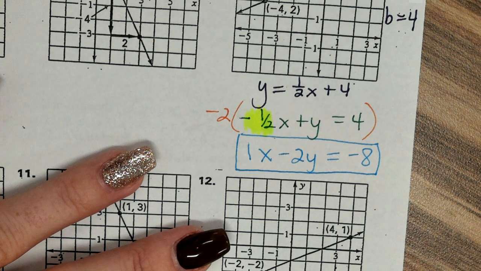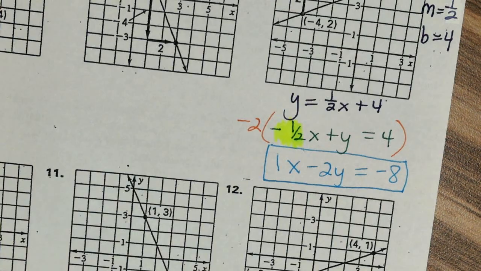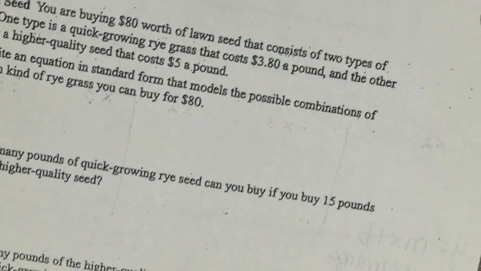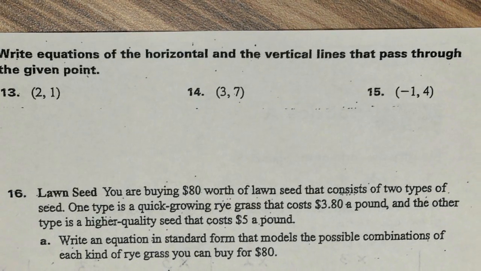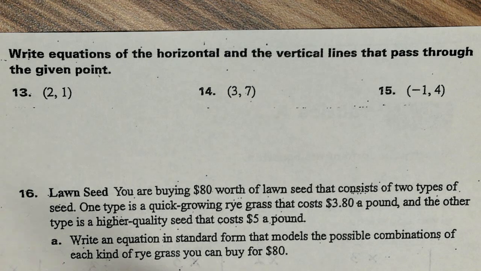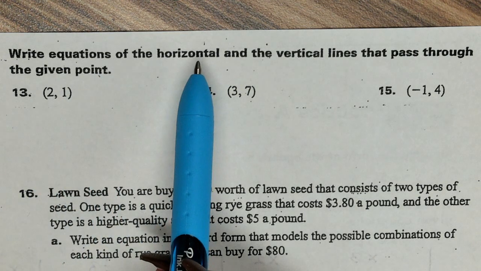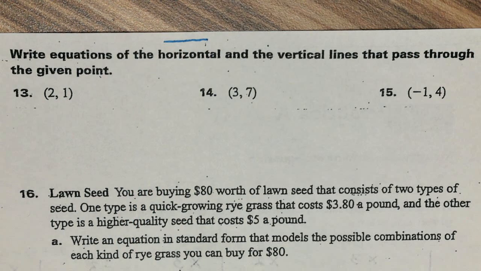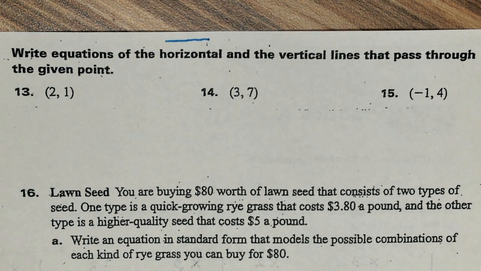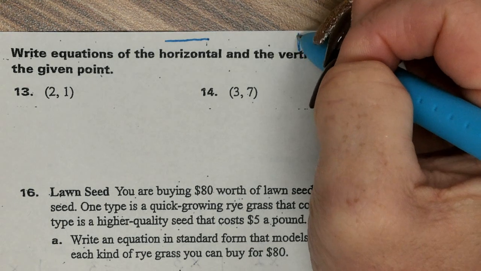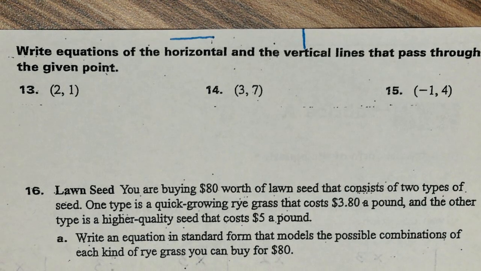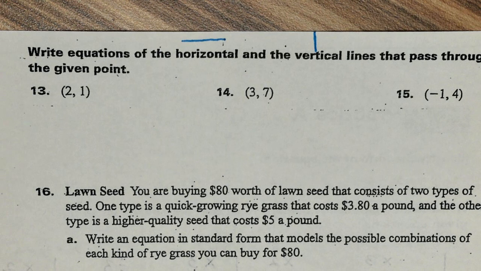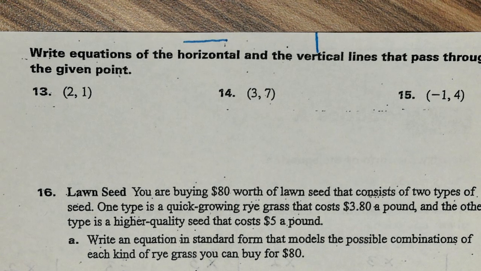Okay. Flip to the back. I want to talk to you about 13 through 15. It wants you to write equations of the horizontal. What's a horizontal line? Looking like that? Yes? And vertical. What's a vertical line? Looking like that. Lines that pass through the given points. This is why we went over those horizontal and vertical equations. So do not overthink this.